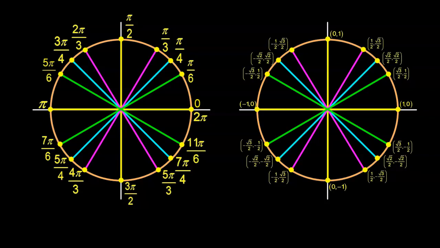In this video, you'll learn how the coordinates of the angles on the unit circle are obtained. We'll apply principles from right triangle trigonometry and basic geometry to justify our conclusions. Let's get started. So here's the unit circle, radius 1, centered at the origin.